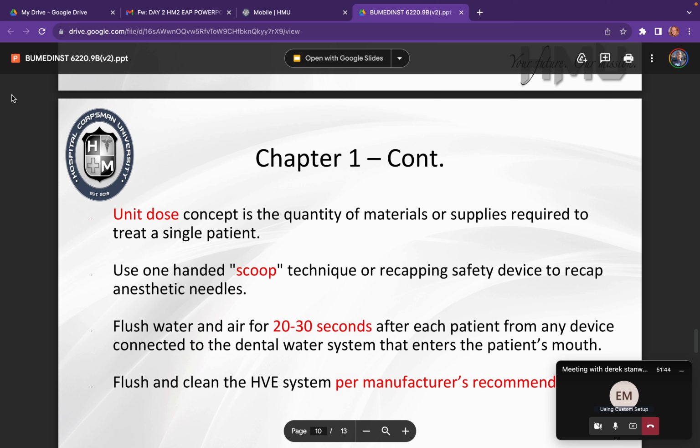Okay, so I talked about this the other day, and you guys were talking about the disposal method for needles. As you see up right here, one-handed scoop technique is the recapping safety device. So that is how you're disposing of it. You're doing a one-handed scoop technique to close it up, and then you're popping it in the sharps container.